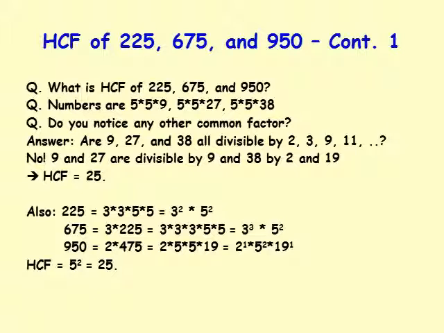Let's continue here. The common factor is 5 twice here and 5 twice here and 5 twice here. Nothing else is common here. 3 appears twice in the first number, 3 times in the second number, and it doesn't show up in the third number.